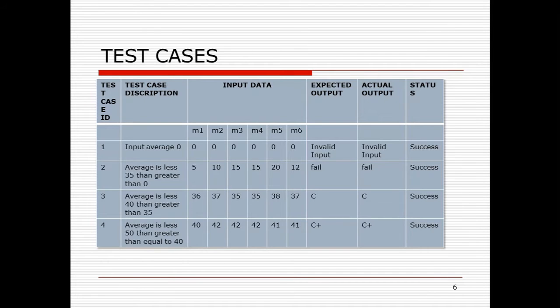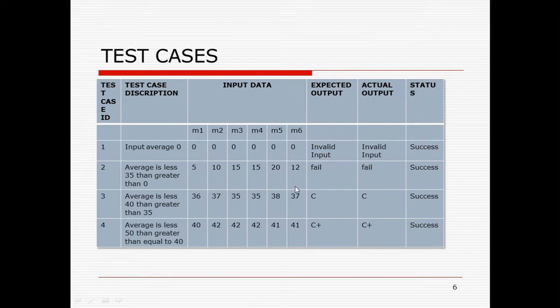So these are the test cases. You can see there are 6 values for the marks. If all the marks are 0, then it's an invalid input. In the test cases, we have the test description, the input data, expected output, actual output, and status. If all the input data are 0, the expected output is invalid, and the actual output is also invalid, so the status is success. When the actual output and the expected output match, we give the status success. Otherwise, the status is fail.